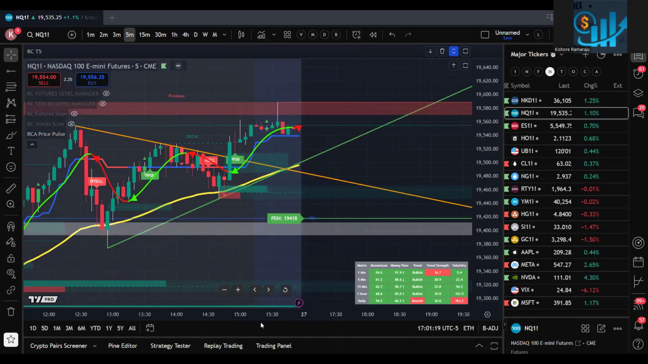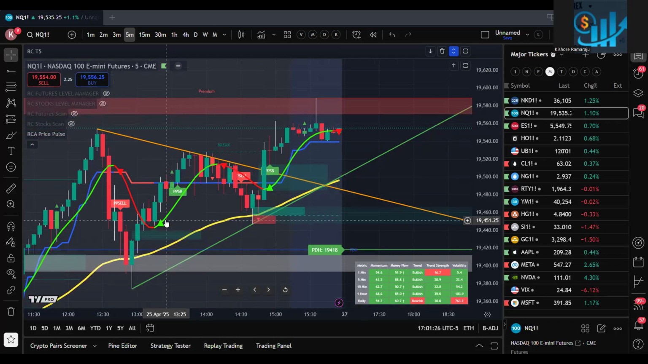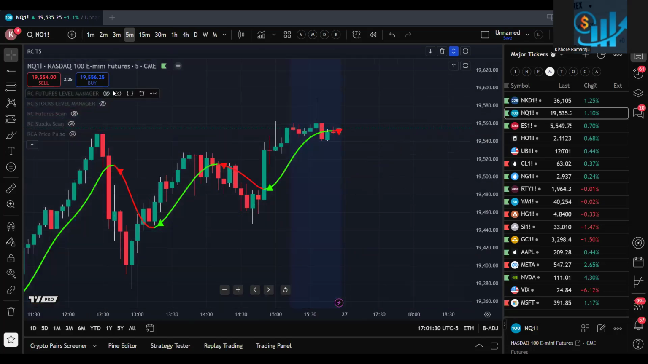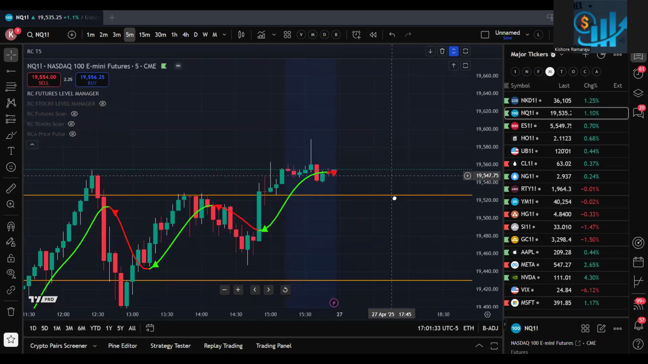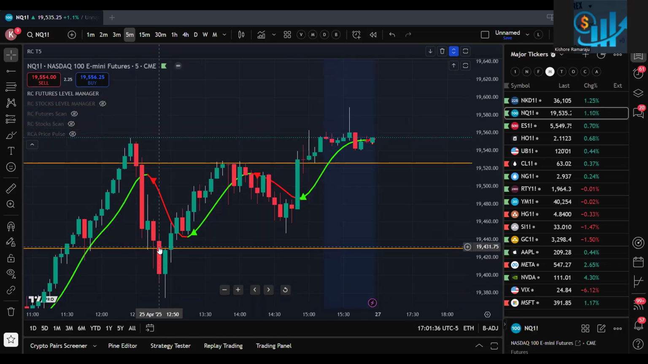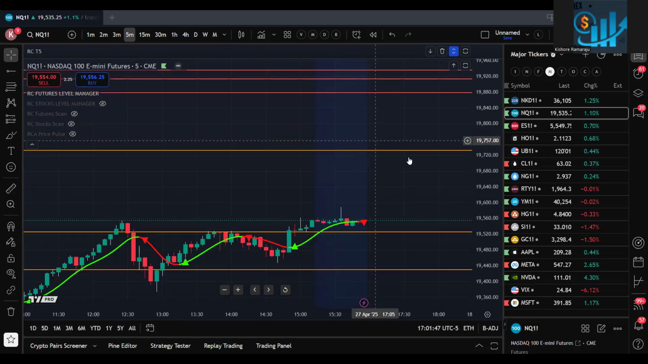So you can get a little early entry. Those are the three changes which we made to the price pulse indicator. Again, price pulse is a very good indicator. These changes help you when you see that it is at a support level, you see a buy, or when it is at a major resistance, you see a sell.